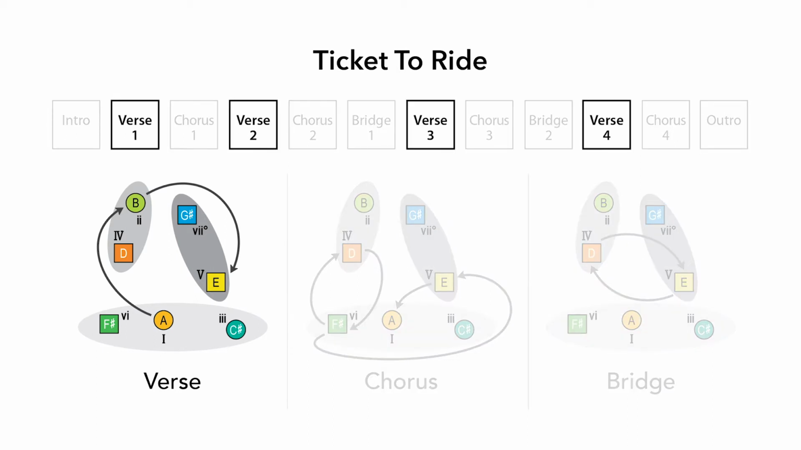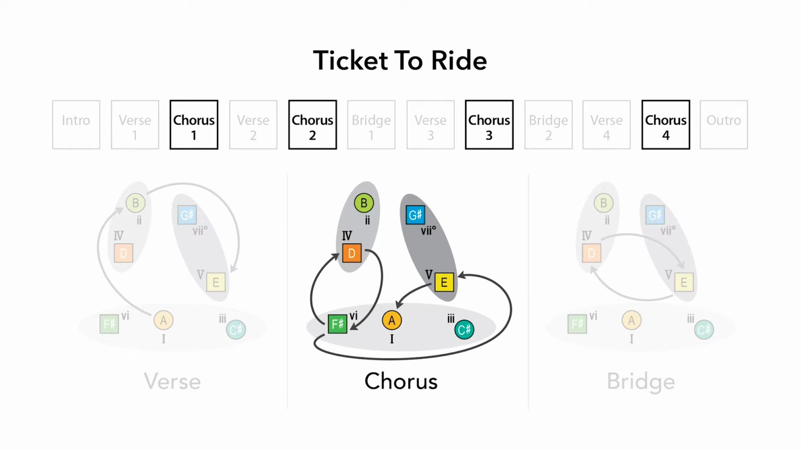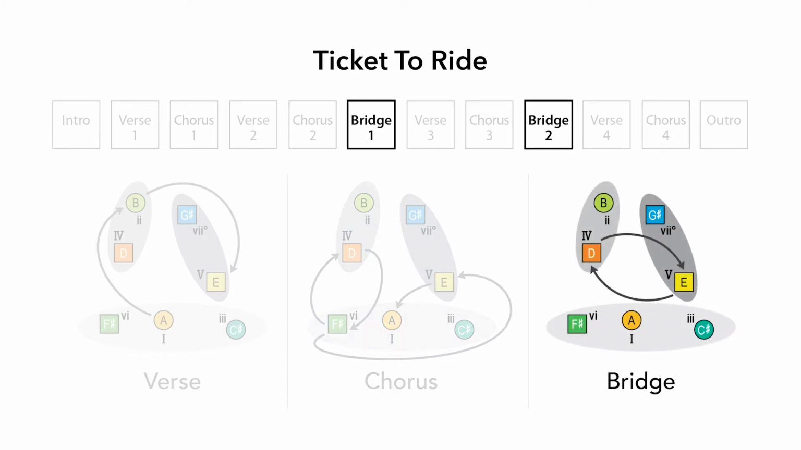One progression used in the verse sections is made up of chords 1, 2, and 5, or A, B minor, and E. The next progression used in the chorus sections is made up of chords 6, 4, 6, 4, 6, 5, 1, or F sharp minor, D, F sharp minor, D, F sharp minor, E, A. And then the last progression used in this song is in the bridge sections, and it just bounces back and forth between the 4 and 5 chords, or D and E.